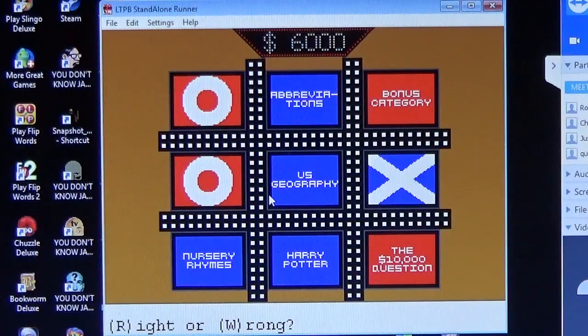Little Boy Blue, come blow your horn. The sheep's in the blank, the cow's in the blank. Fill in those two blanks. Is it A, meadow and corn? B, corn and hay? C, barn and meadow? Or D, fields and hay?